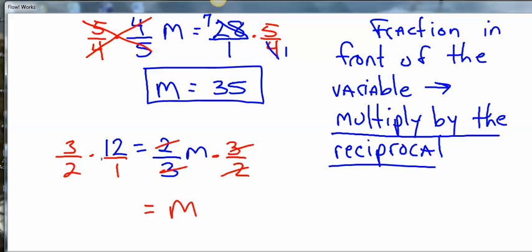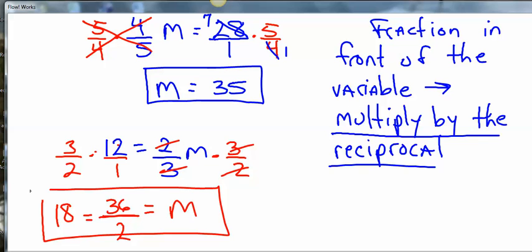There's 2 ways you can finish this. You can cross-cancel it like we just talked about. Or you can just multiply straight across. 3 times 12 is 36, 2 times 1 is 2. 36 divided by 2 equals, okay, so m is equal to 18. Any questions?